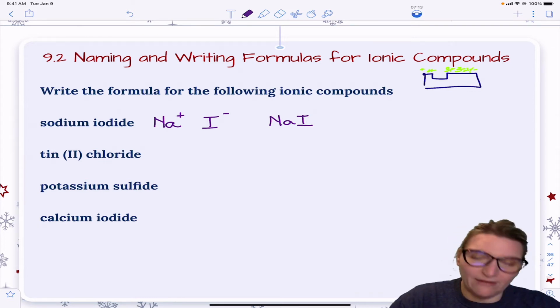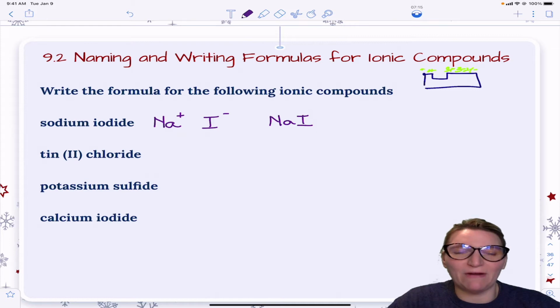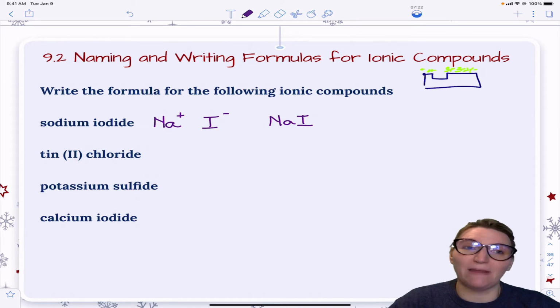Tin(II) chloride. Tin, we need to remember, is one of those elements that its name doesn't really match up with its symbol.